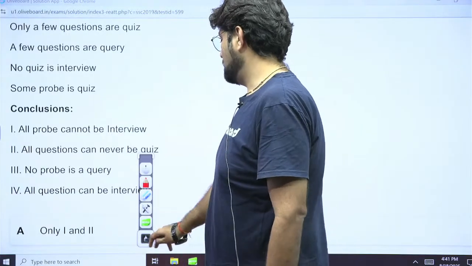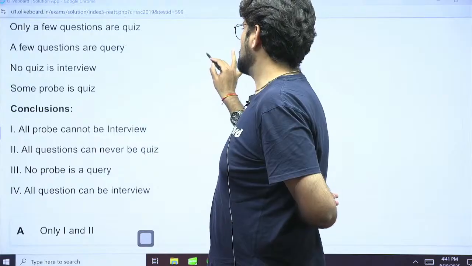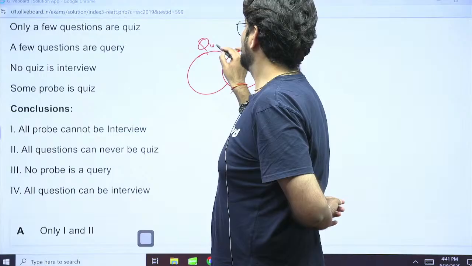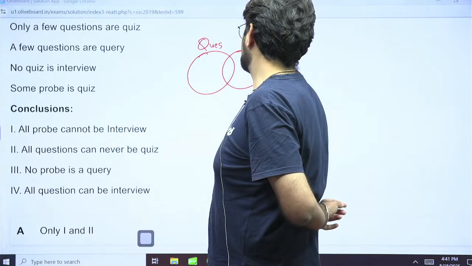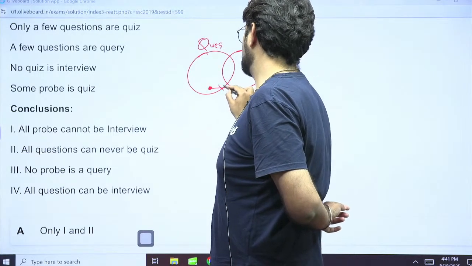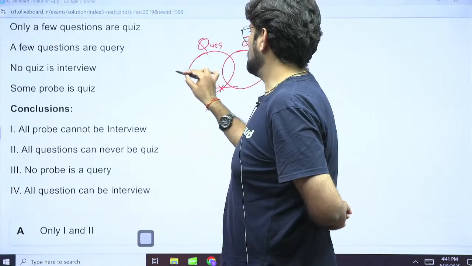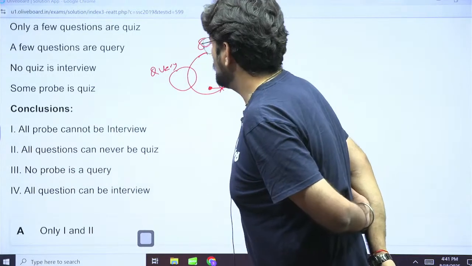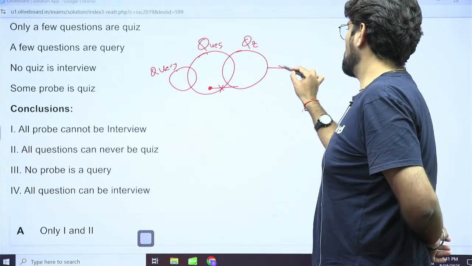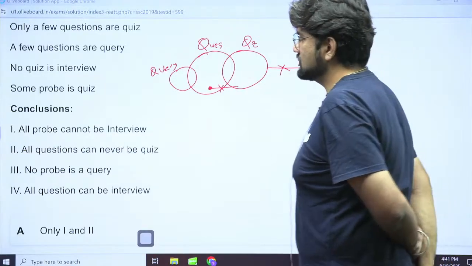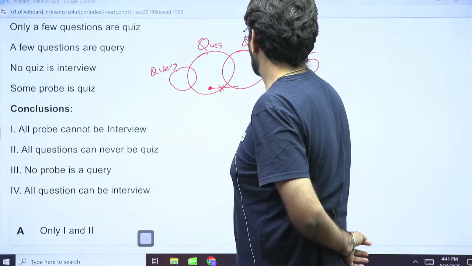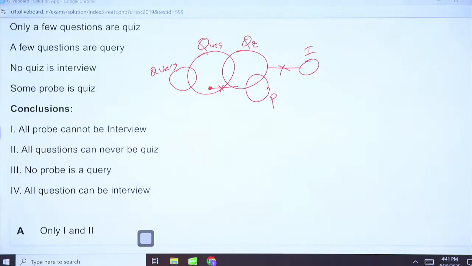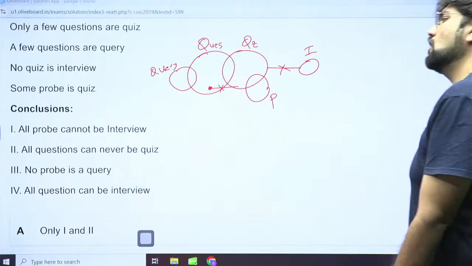Syllogism. Banking level question. Only a few questions are quiz. That means some questions are quiz, and some questions are not quiz. Okay. A few questions are query. No quiz is interview. Some probe is quiz. This is my figure.